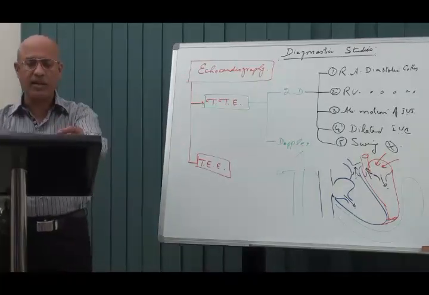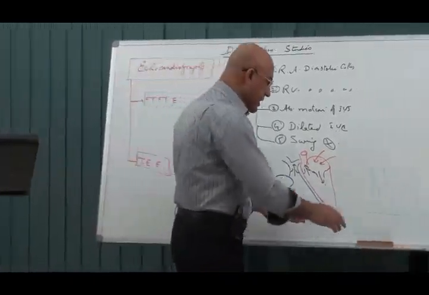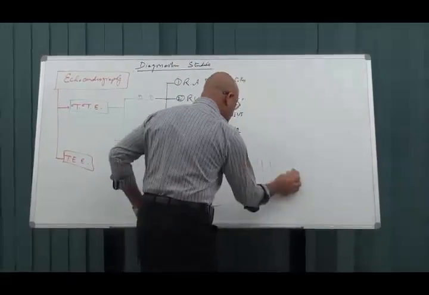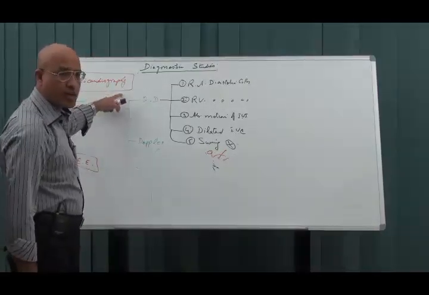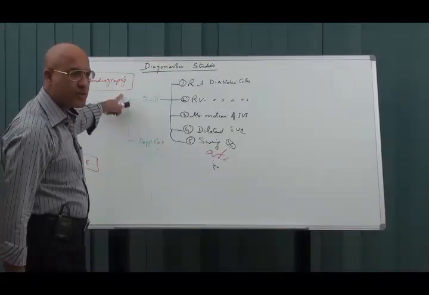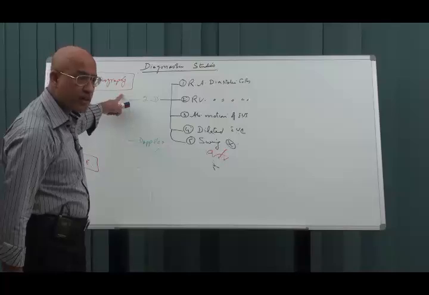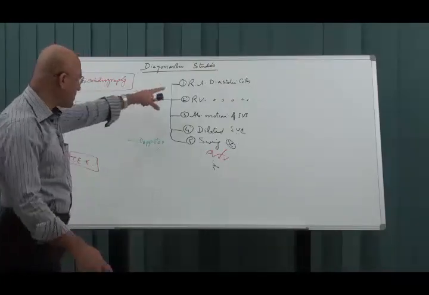Now we come to some other investigations, but the classical investigation is echocardiography. It is very good for tamponade. You know why? Number one, echocardiography is very sensitive for tamponade. Secondly, it is very specific, right? It gives specific changes.